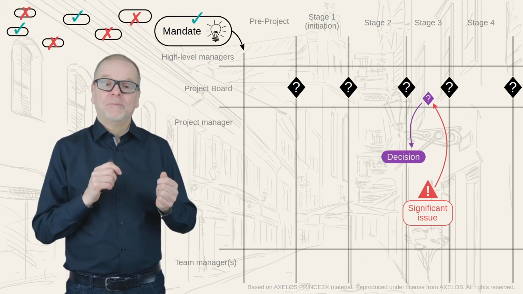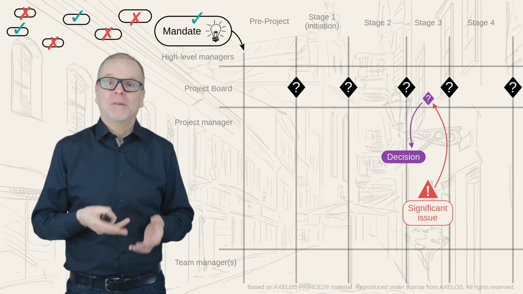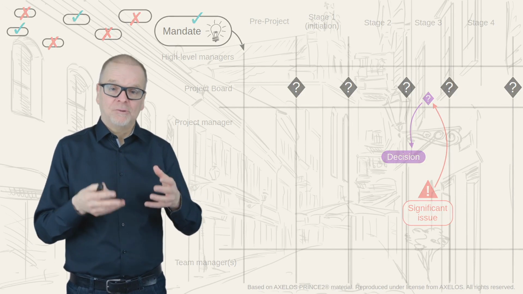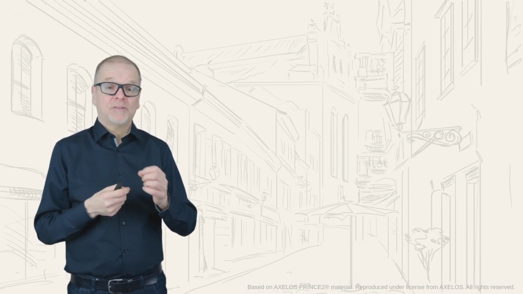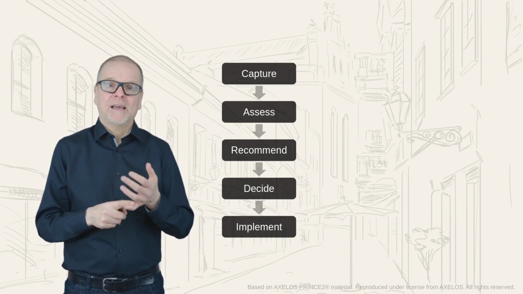Now, when dealing with issues, PRINCE2 has a number of steps, and it puts these steps into a technique. They call it the issue management technique, or technique for issue management. And it's actually quite clear. I'll read them out to you and then go through them one by one. The steps are: capture, assess, recommend, decide, and implement.